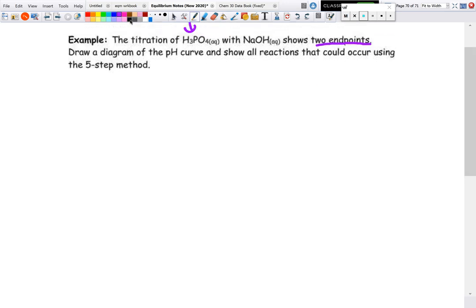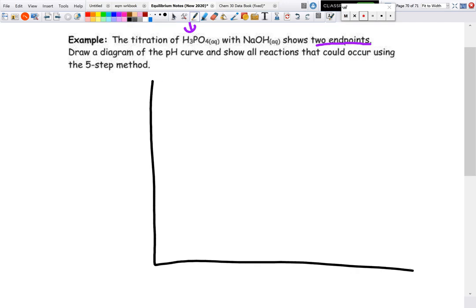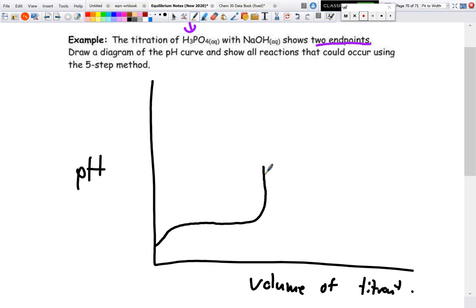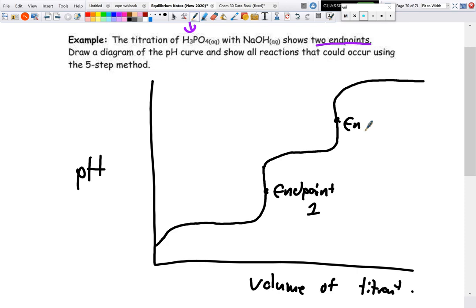So that means if you are to draw the pH curve, basically we draw 2 endpoints, right? So you start here, we get a buffer region 1, we get M.1, then second buffer region, M.2, and then that's it. And that is just taking this whole idea of only showing 2 endpoints. So this is what it would look like.